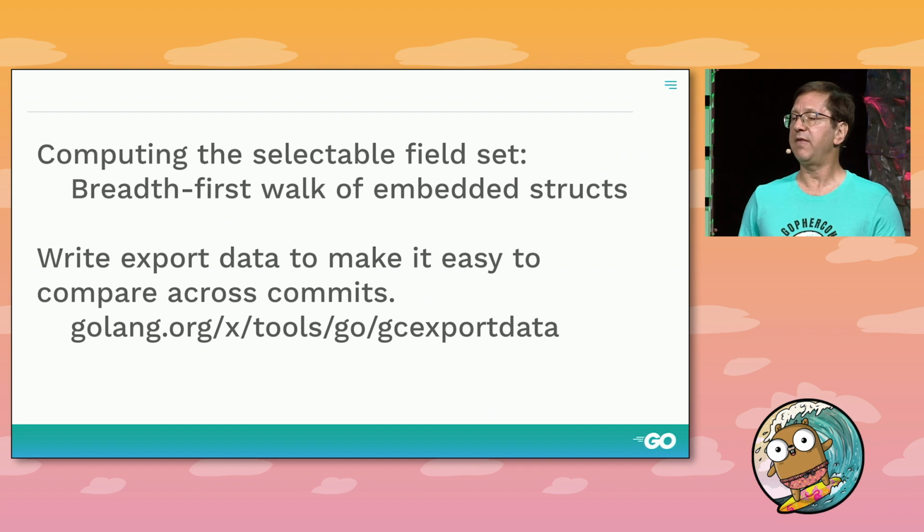Go types computes method sets too. The only hard thing go/types didn't do for me was computing selectable exported fields of a struct. I had to write that myself. To get the semantics right, you need to do a breadth-first walk of the embedded structs.